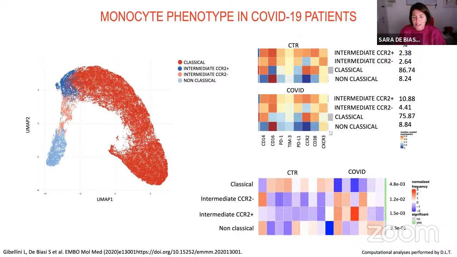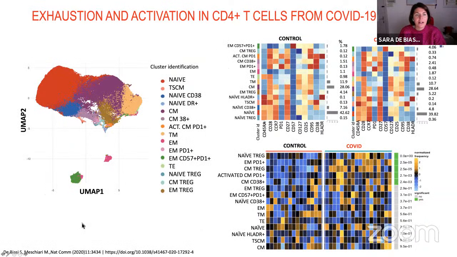And then we identified non-classical monocytes on the basis of expression of CD16 and CD14. And what we found out is that patients with COVID infection were characterized by higher levels of intermediate monocytes and higher levels of classical monocytes if compared to healthy donors matched for sex and age. Another example is this one.